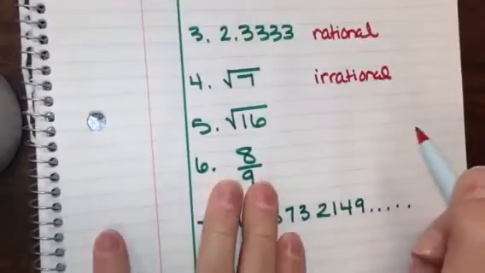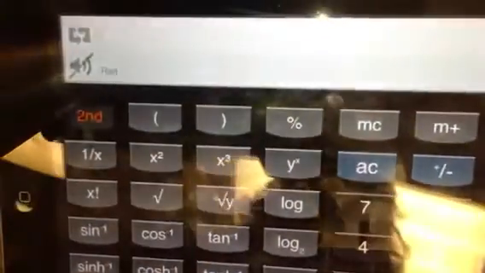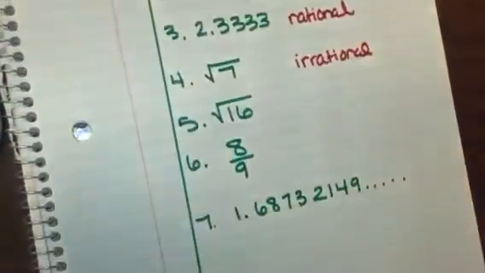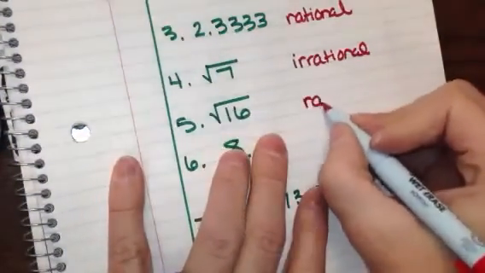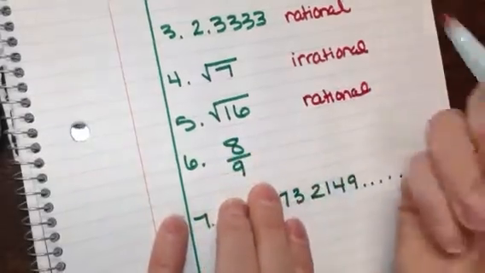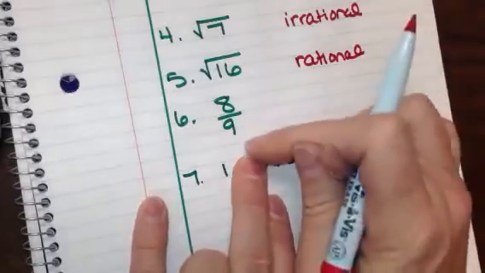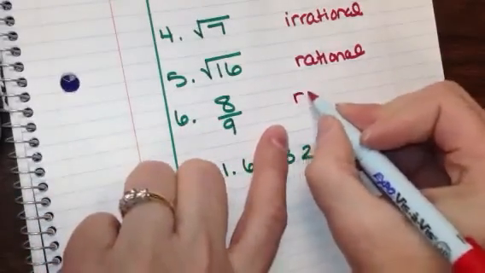All right, square root of 16. Well, let's try that one. The square root of 16 is 4. 4 is a whole number. We also know that 4 times 4 is equal to 16, so this is going to be a rational number. 8/9. Any number that can be written as a fraction, or dividing one integer by another integer, like 8 divided by 9, is going to be rational.